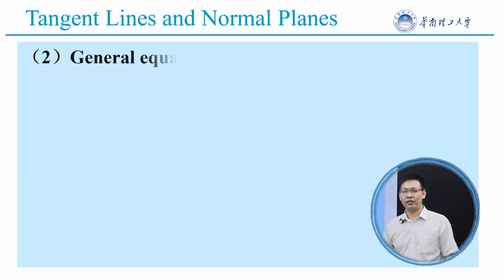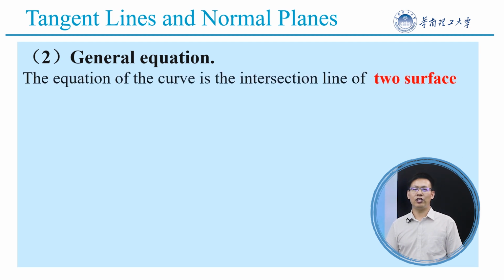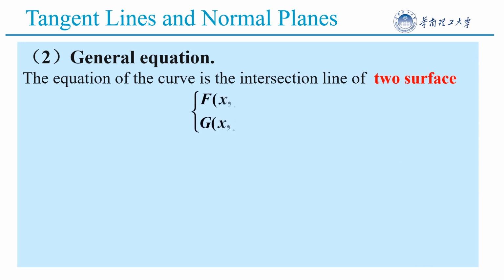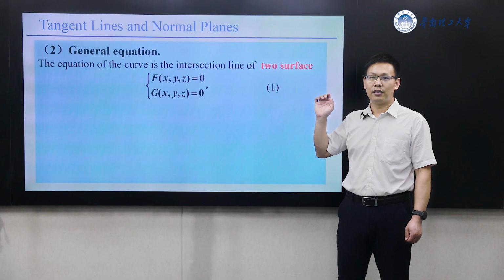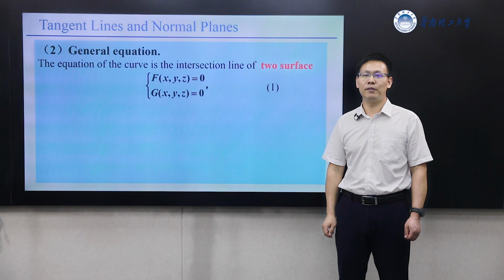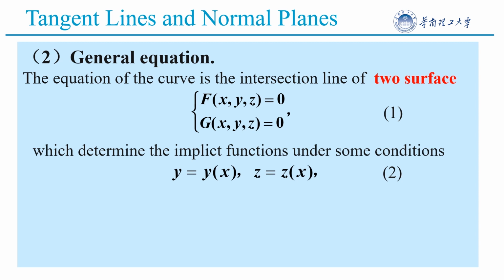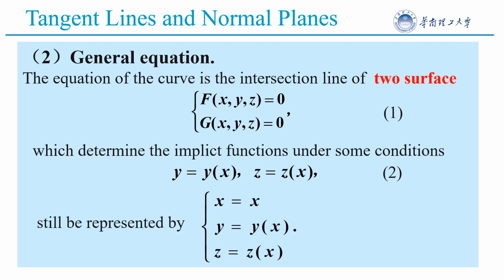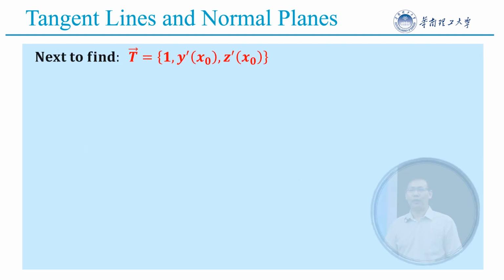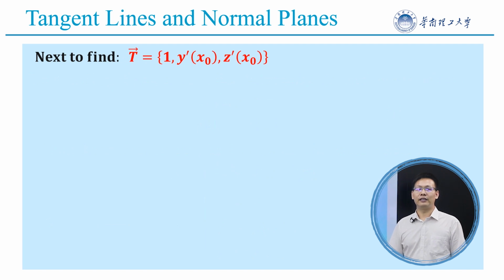Now we consider the second case. The equation of the curve is the intersection line of two surfaces, F(x, y, z) equals 0 and G(x, y, z) equals 0. Suppose equations 1 determine two implicit functions, say y equals y(x) and z equals z(x), represented still by the following equation 3. By the previous conclusion, the tangent vector is (1, y'(x0), z'(x0)).